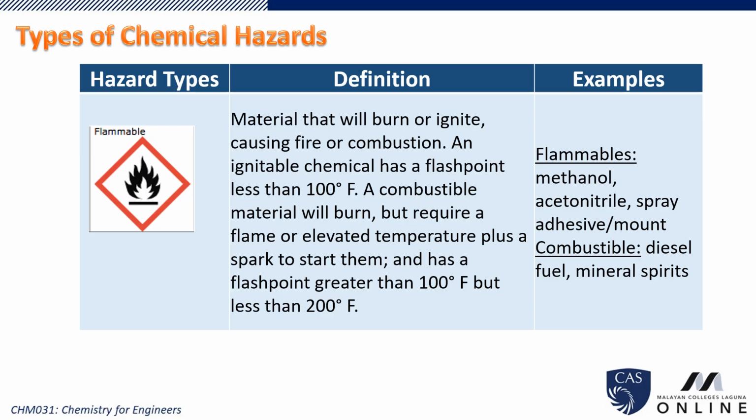Now let's discuss the chemical hazard types. The first one is flammable and combustible. Flammable are materials that ignite easily. Combustible materials also burn but require higher temperature and stronger ignition sources. Flammables include methanol, acetonitrile, spray adhesive or mounts, and for combustibles that includes diesel fuel and mineral spirits.